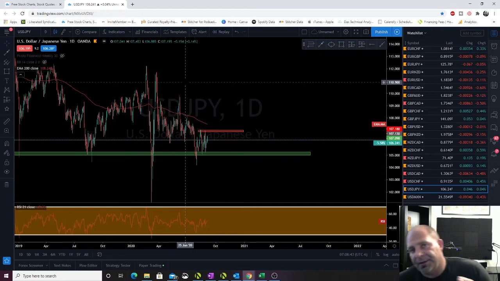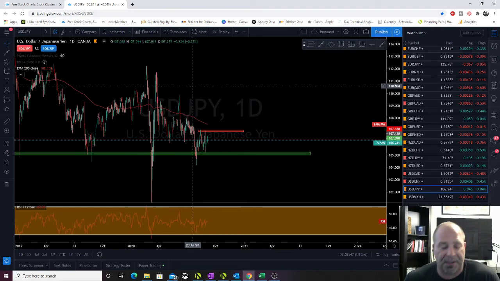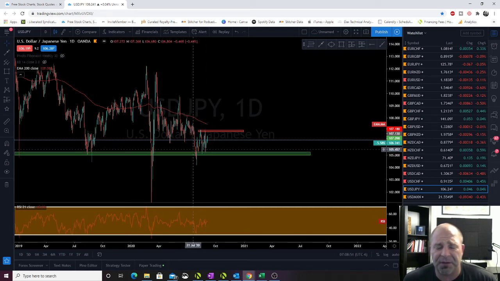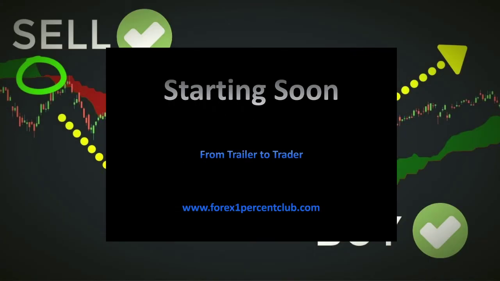Again, the U.S. dollar is not recovering like it normally does. And we're in a very volatile election year. So probably not the best time to just be betting on the dollar, right?